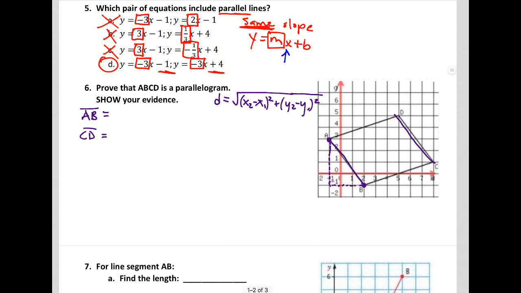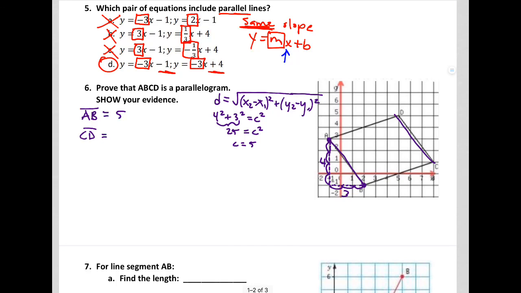And that right triangle has side lengths 3. We count 1, 2, 3. And 1, 2, 3, 4. So basically, if I use the Pythagorean theorem, I would have 4 squared plus 3 squared equals c squared. And for this, I get 16 plus 9, which is 25, equals c squared. So therefore, I know c equals 5. So I know the length of AB is 5.